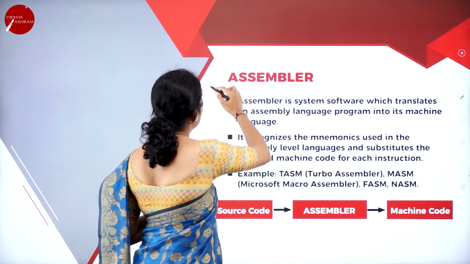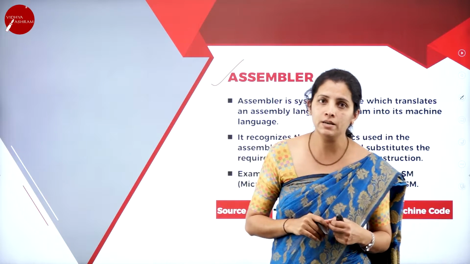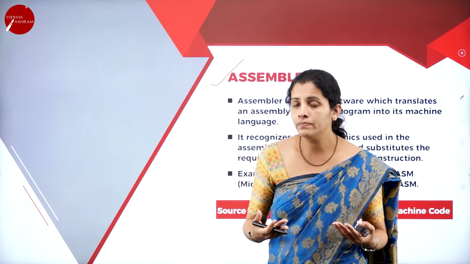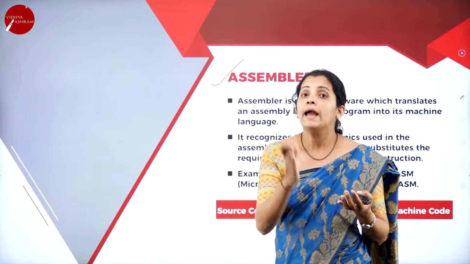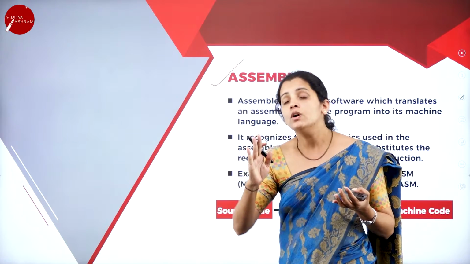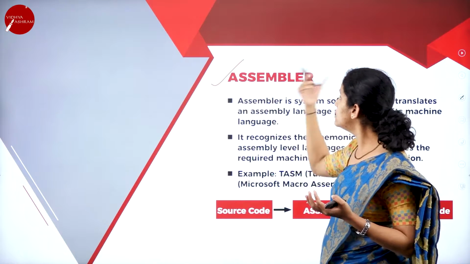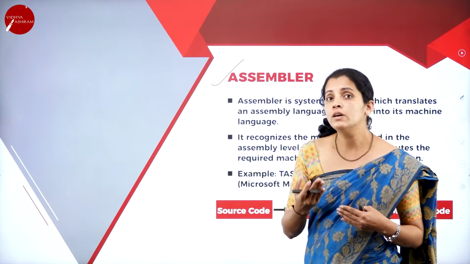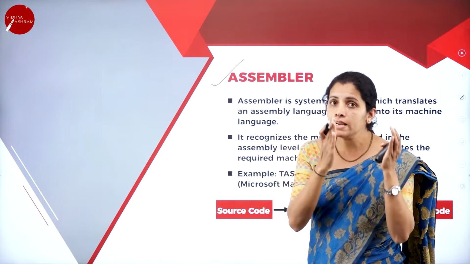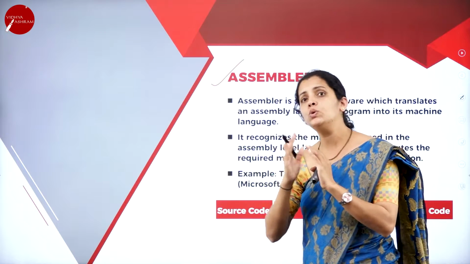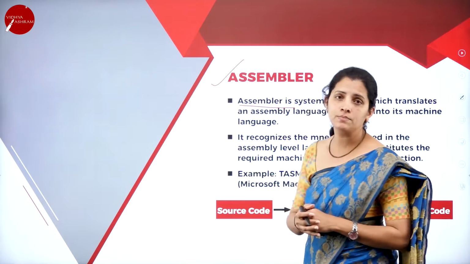Moving further, I'm going to have the first translator, that is nothing but an assembler. So what is assembler? What's the need of assembler? So here, to convert assembly level language to machine level language, I require an assembler. So it is a translator. What's the job of assembler here? It acts like a translator. That means translating one programming language to another programming language. So assembler is system software.